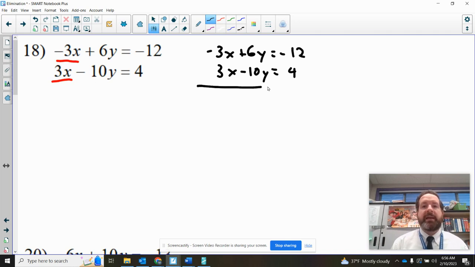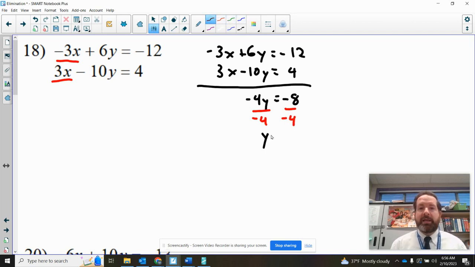And now let's add them up. Negative 3x plus 3x goes to 0. That's the whole point of elimination. 6y minus 10y is negative 4y's. And negative 12 plus 4 is negative 8. This is an equation we can solve. Divide by negative 4. And we end up with y equals positive 2.